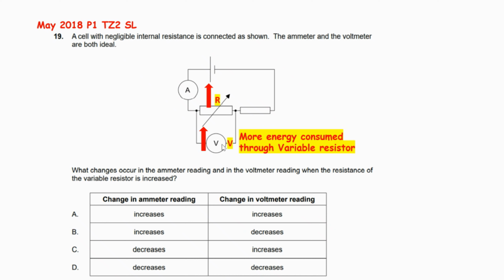Okay, for the ammeter reading, we see that the total resistance increases. The reason is the increase in the variable resistance, which is already connected with a fixed resistor. So the total or equivalent resistance for the series connection increases.